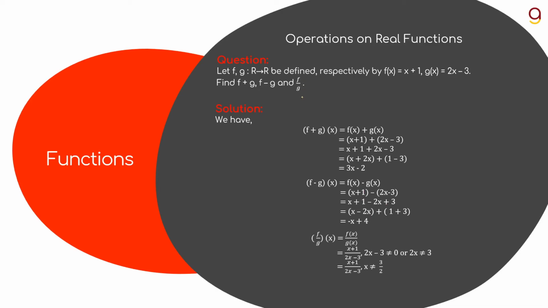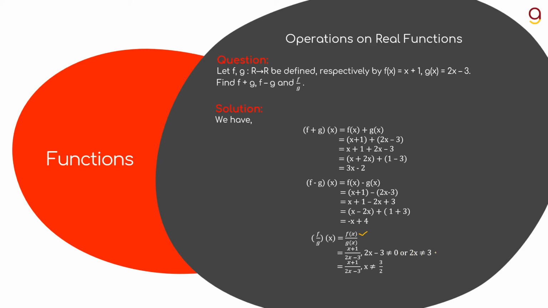That's f by g. f by g of x is equal to f of x by g of x. Yes. Now what's the value for f of x? It's x plus 1. And what's the value of g of x? It's twice x minus 3. But we know that the denominator cannot be 0. So for what value of x will the denominator be 0? Let's find that. Twice x minus 3 cannot be equal to 0.